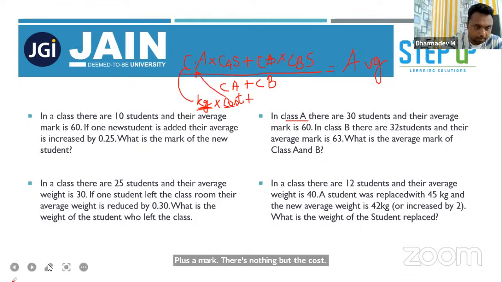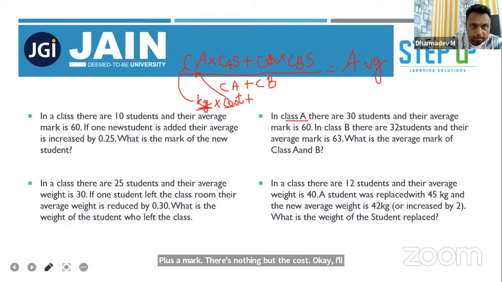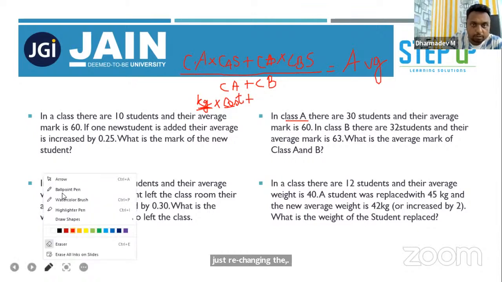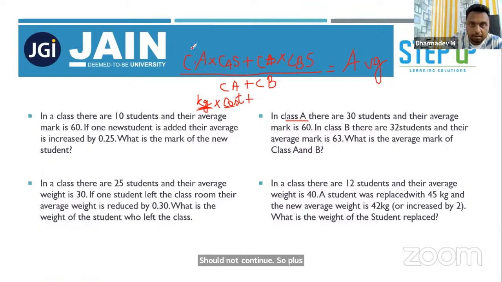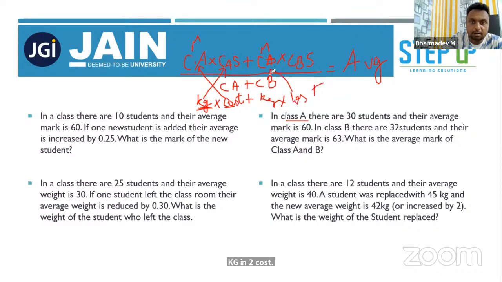I'm just changing the arrow marks so it should not confuse you. So class A mark, class B mark into their strength. Here kilogram is the strength. Cost is the mark. Did you get it? Same thing. Kg into cost. Cost is nothing but the mark and kg is nothing but the number of students.